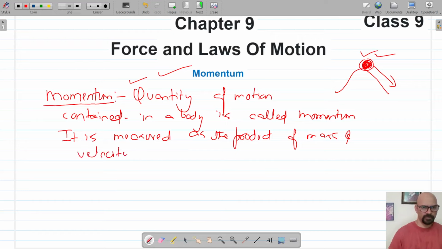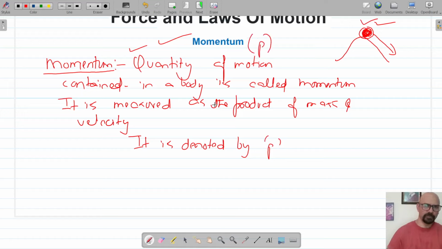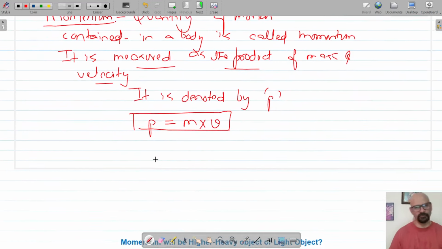So because we are measuring it, we have to denote it as well. It is denoted by small letter p. So momentum is small letter p. Now we have to measure it: it is the product. Momentum is the product of mass, which is denoted by M, and velocity, which is denoted by V. So momentum is equal to the product of mass and velocity.